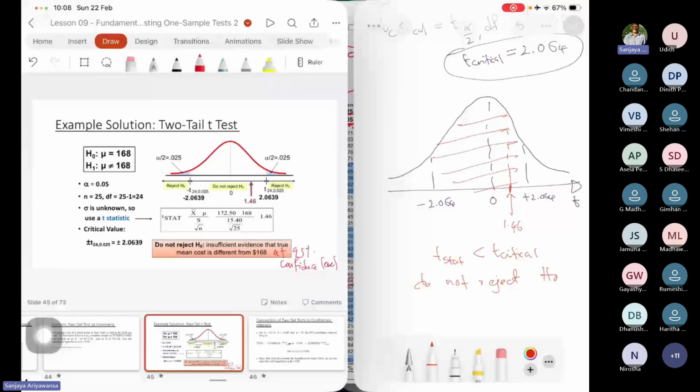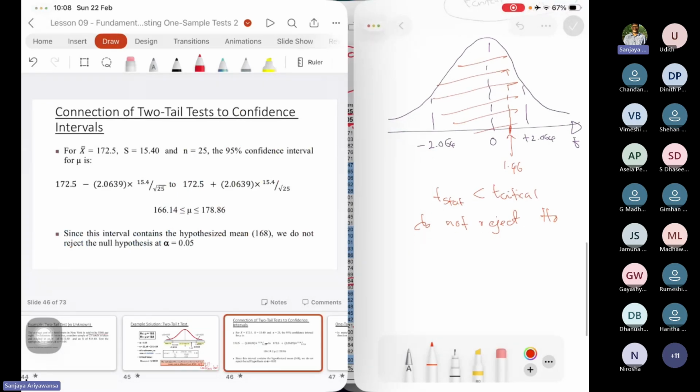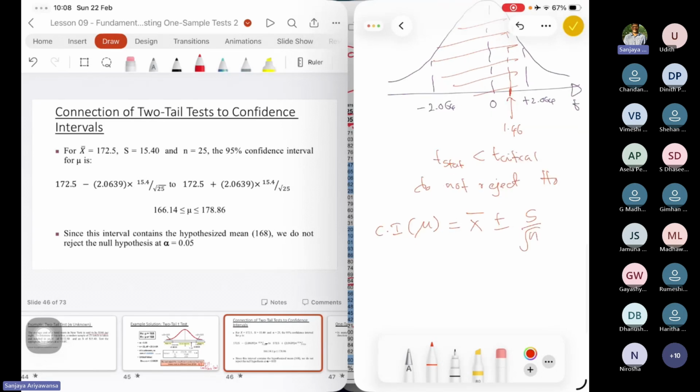Now, from this, you can also look at a confidence interval, because that's what we did before. So in the case of a confidence interval for mu, what was the test statistic? X bar plus or minus T alpha divided by 2 comma degrees of freedom times the standard error, S over root 10. Let me write it properly.